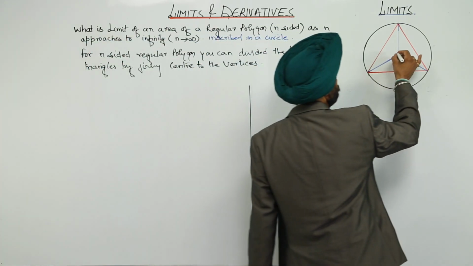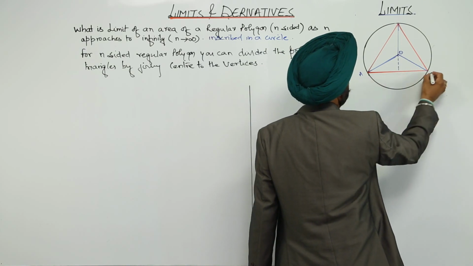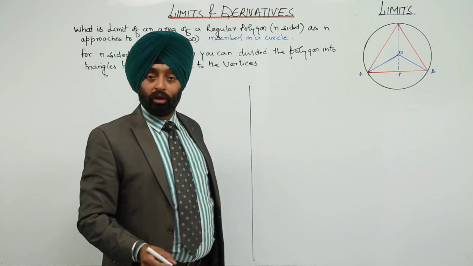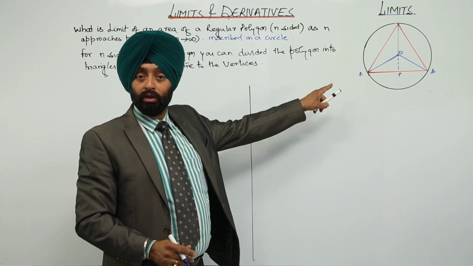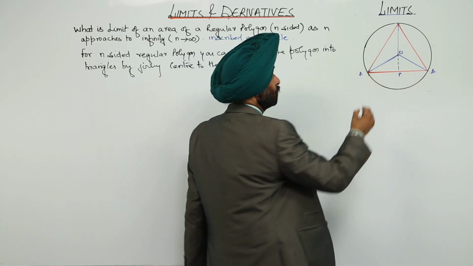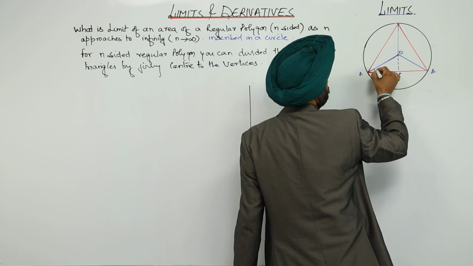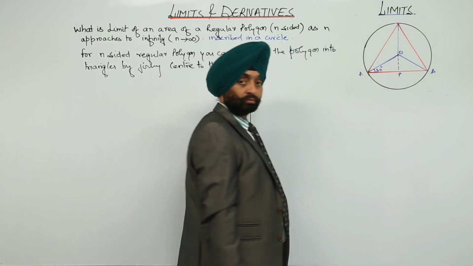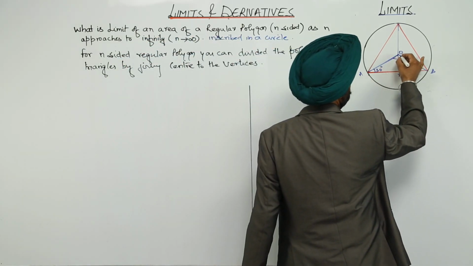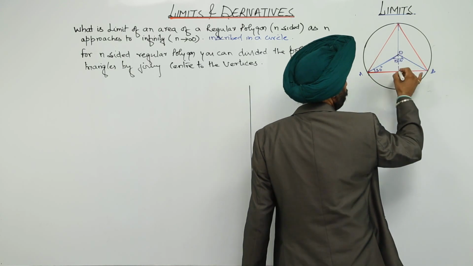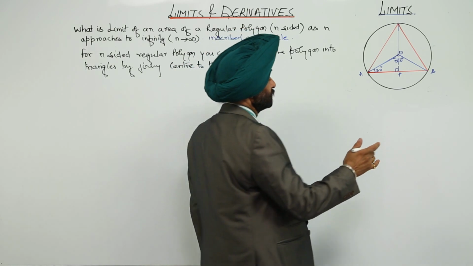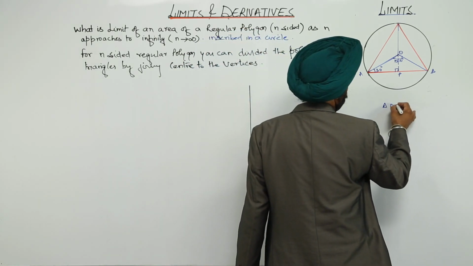Now suppose this is the center O, this is side AB, and let this point be P. Now it is a regular polygon, it means what? It is an equilateral triangle. When it is an equilateral triangle, all three angles are 60 degrees. So this is the bisector, so this becomes 30 degrees. Is it clear? Now this becomes 30 degrees and this whole becomes 120 degrees. This is 90. Okay. So now we are considering the triangle OAP.